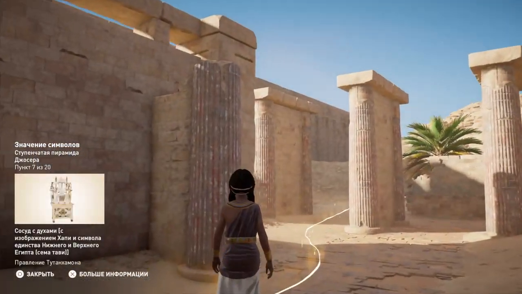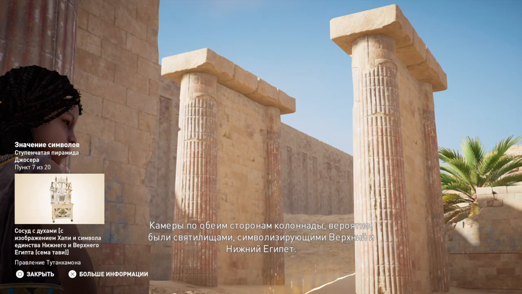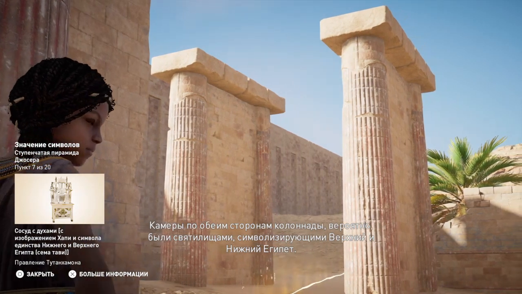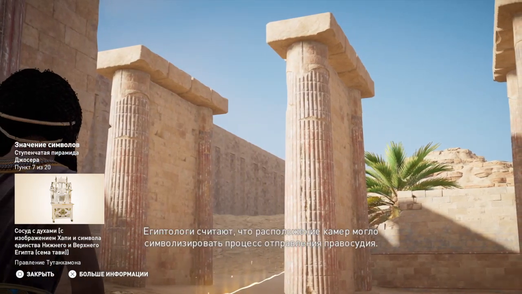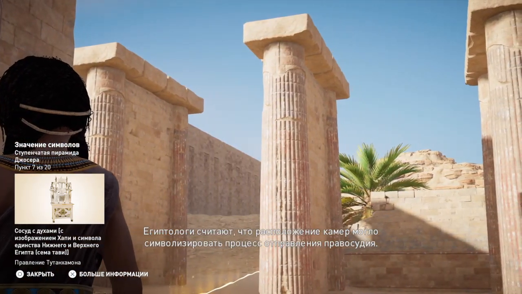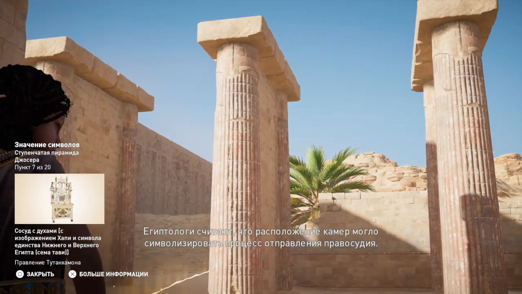Chambers are located on either side of the columns, and are thought to be chapels representing the provinces of Upper and Lower Egypt. According to some Egyptologists, the arrangement of the rooms may be symbolic of jurisdiction and judgment.